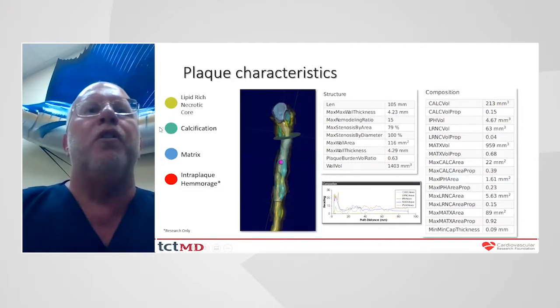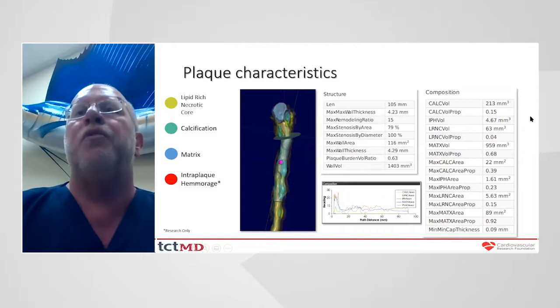Now, the color coding is such that the lipid-rich necrotic core is aptly color-coded in yellow, calcification in green, the matrix in blue, and intraplaque hemorrhage is labeled in red. And this is the output that gives you numeric values to quantify all of these: the calcification, the intraplaque hemorrhage, the lipid-rich necrotic core, the matrix, the calcification area, areas of intraplaque hemorrhage, measures for the lipid-rich necrotic core, and the minimal cap thickness of the fibrous cap covering the plaque.